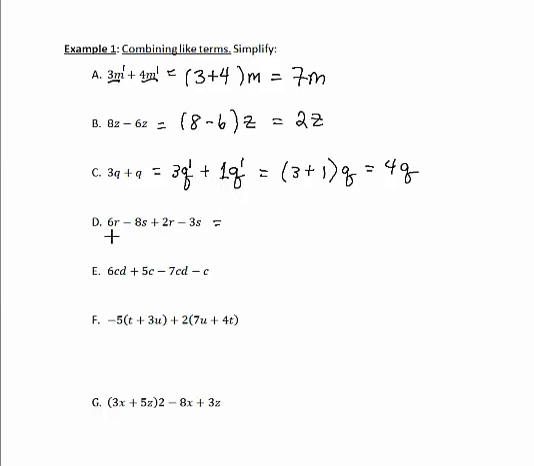Example 1d, we look through our list of variables. Here we have, or terms, we have 6r minus 8s plus 2r minus 3s. So we're adding and subtracting several terms. What we have is 6r. We can only combine that with one of the other like terms. The only other term that is like 6r is 2r.